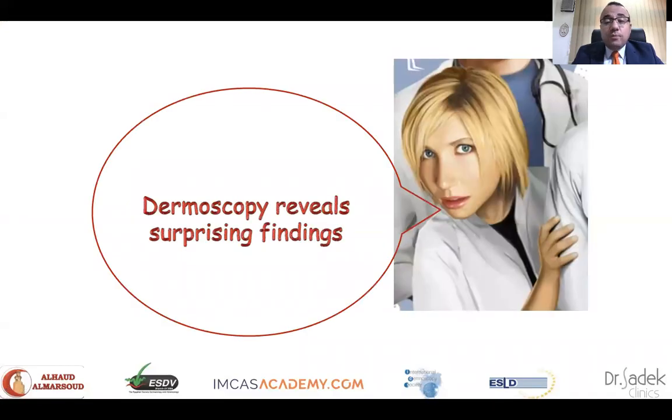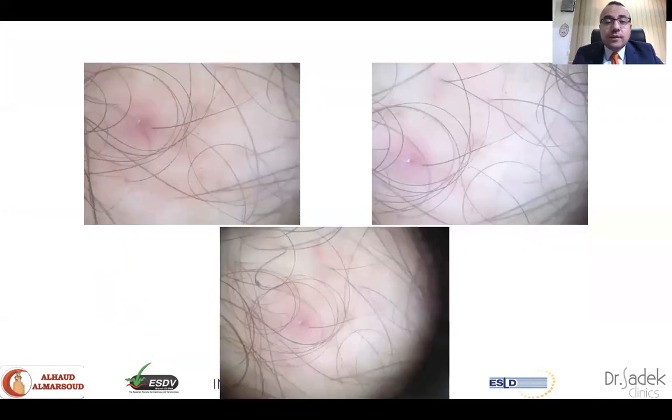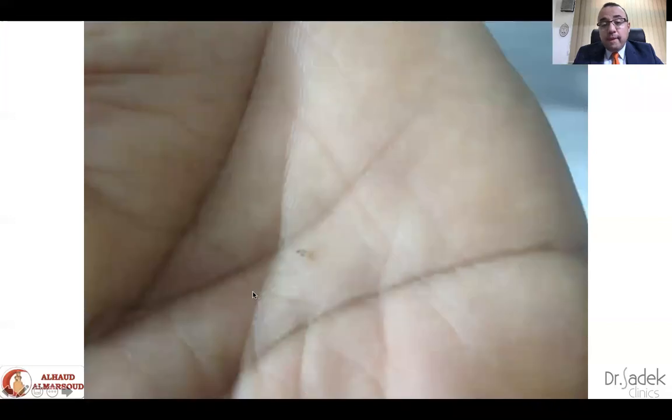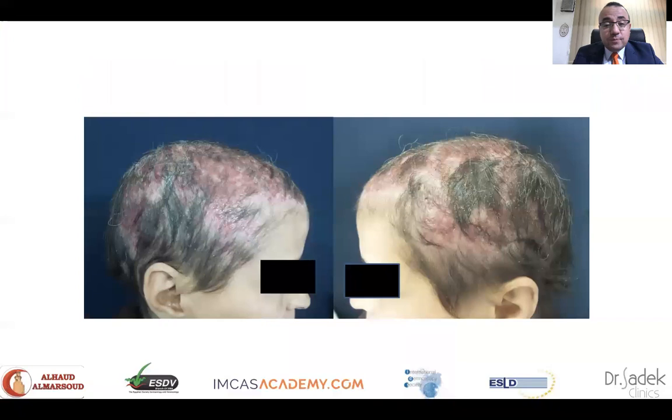Okay, in the fifth scenario, dermoscopy reveals surprising findings. This is the inner thigh of an adult male who's been suffering from intense itching at this site. At first sight, I couldn't notice this one, but here I'm showing it to you. And the man said, sometimes I can grasp something like this. And he showed me his palm, and it was again a pediculosis, but this time it's pediculosis pubis.